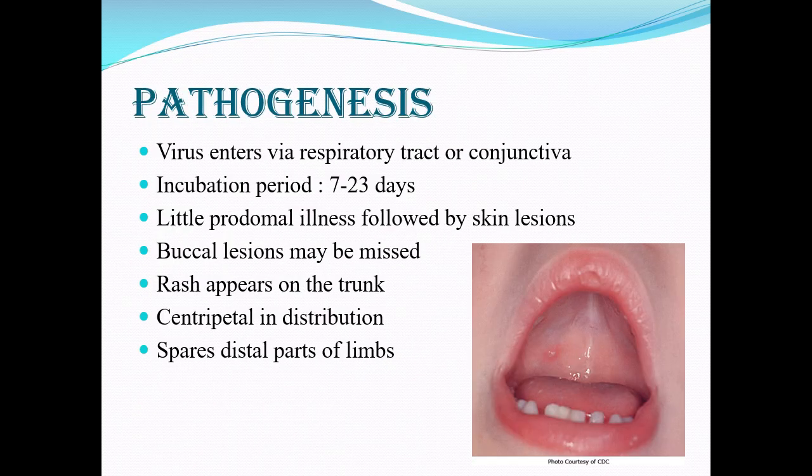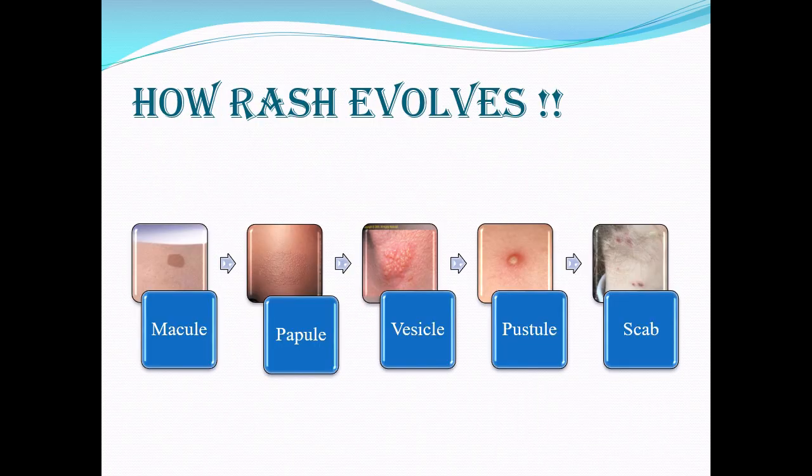How does this infect us? Basically, the virus enters via the respiratory tract or the conjunctiva. After an incubation period of 1 to 3 weeks, the illness starts with a very non-specific fever. There can be some buccal lesions, but generally we don't look at the buccal lesions at the earlier stage. And slowly there will be a skin rash on the trunk, on the central part of the body, so a centripetal distribution, and it spares the hands and legs.